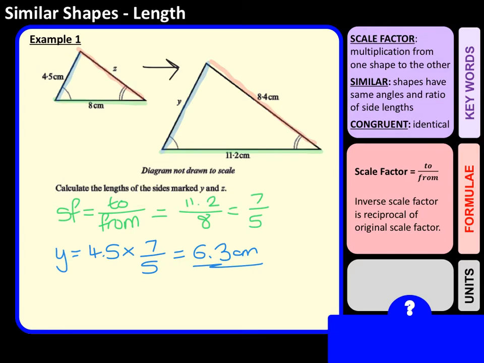Okay, next up then I'm going to find z, but I might just have spotted that for z I'm not going in the same direction that I just did. I was going from the small shape to the big shape, but for z I'm going to need to go from the big to the small, and this is where that inverse scale factor comes in. So it's going to be 8.4, but rather than timesing by 7 over 5, I'm going to multiply by the inverse scale factor, so 5 over 7, just flipping that fraction upside down, and that gives me 6 centimetres.